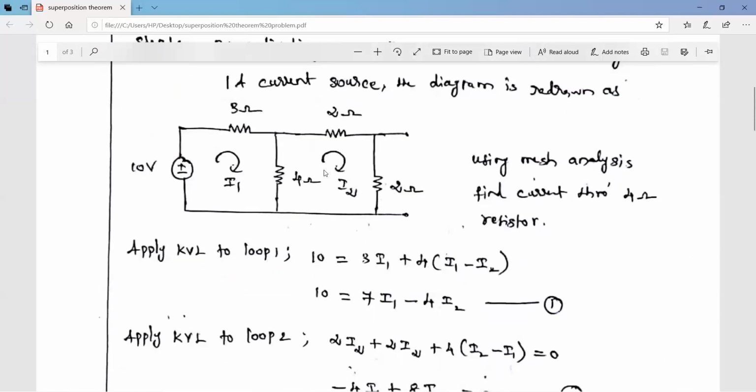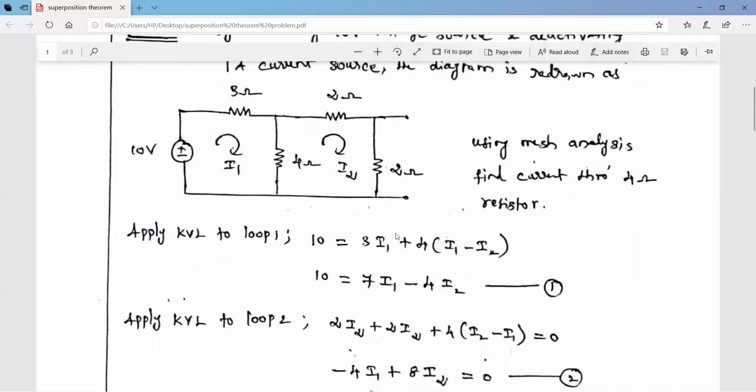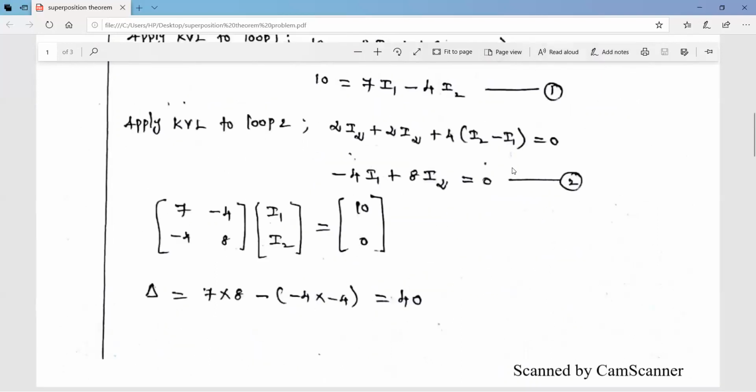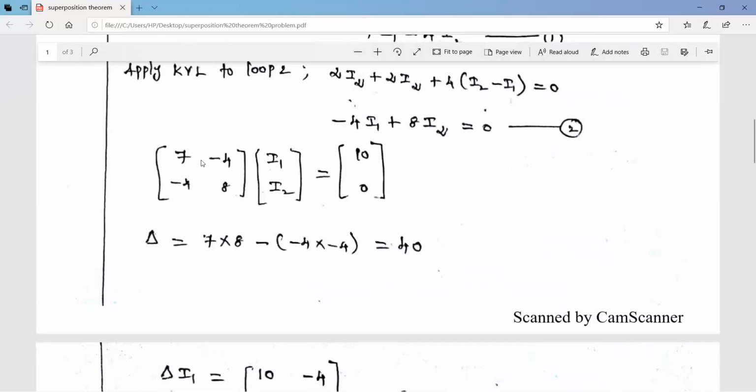And we have to apply KVL to the second loop also. In the second loop, only resistors are there, there is no voltage rise. So 2 into I2 plus 2 into I2 plus 4 into (I2 minus I1) equals 0. Collecting the terms, we get one more equation. Equations 1 and 2 we have to write in matrix form. Here there are two equations and two variables, I1 and I2, so we write a 2 by 2 matrix: [7, -4; -4, 8] times [I1; I2] equals the constants [10; 0].